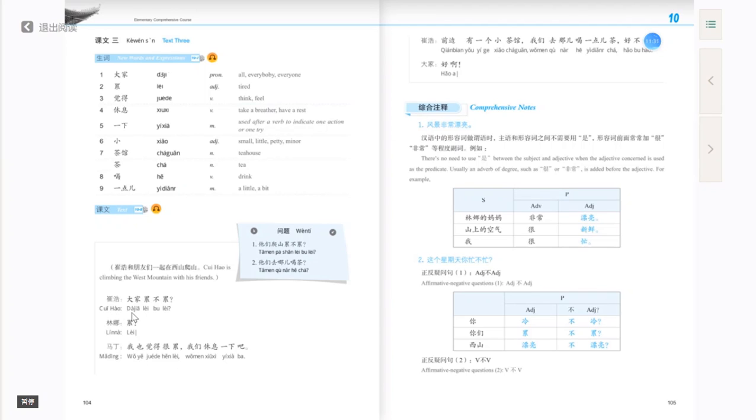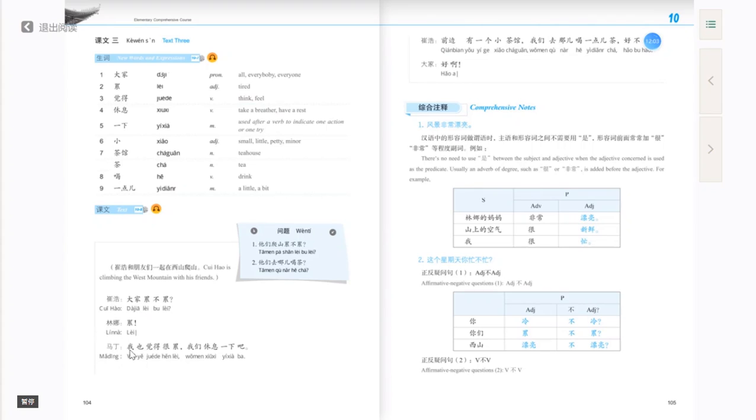So the first line is just an affirmative-negative question. We just learned this type of question in Chinese, right? So 大家累不累? Everybody tired or not tired, right? And you can pay attention to the pronunciation of this kind of question. The bu in between is read as a neutral tone, right? So we read 大家累不累, 累不累, this bu is read as a neutral tone here. So does everybody feel tired or not?